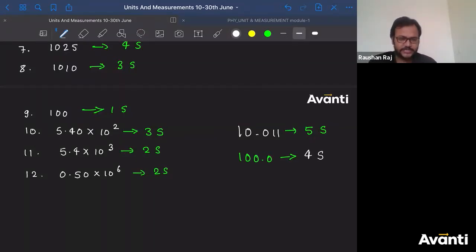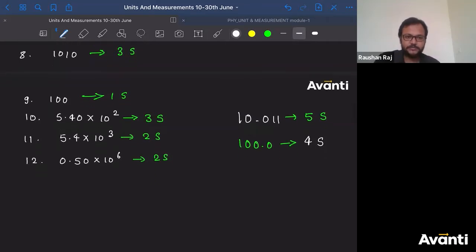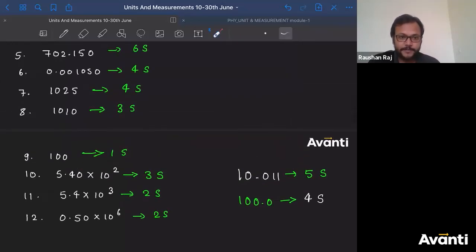Rajat, the 11th is the easiest question that you can get here. These are non-zero digits, so they will be significant, and they are the power of 10. They are non-significant.